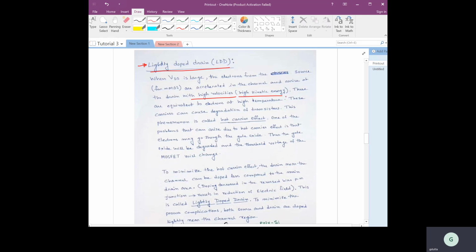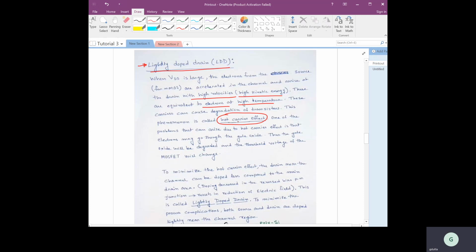And this high energy is equivalent to electrons at high temperature, right? So this high kinetic energy is equivalent to high temperature, and as they are equivalent, we can also call these electrons hot electrons. Okay, and the effect caused by these hot electrons is called the hot carrier effect. Or if the carrier is an electron, then it is a hot electron effect.